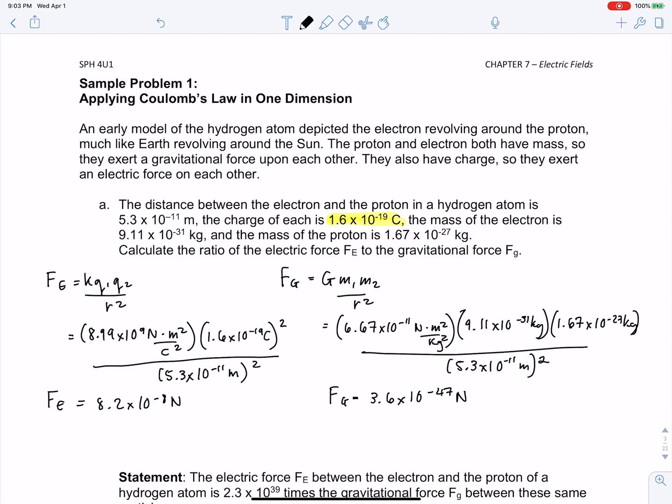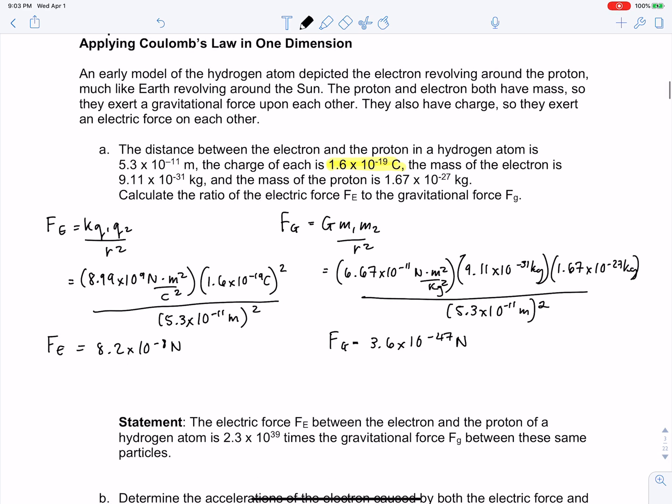Okay, so if you know anything about the four fundamental forces of the universe, both electric force and gravitational force are among those four fundamental forces. The gravitational force is much weaker than the electric force, and we can see that the gravitational force between these two particles is very, very small, 3.6 times 10 to the power of negative 47 newtons. Well, how many times bigger is the electric force compared to the gravitational force? Well, let's compute this.